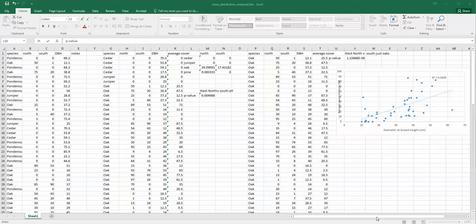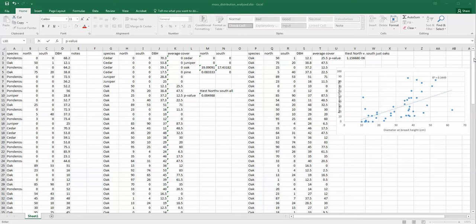Allison, I wanted to walk you through the data that my spring 2019 class collected, looking at the distribution of mosses on the trees on the COS campus. So you guys read about the methods that were used. The students were out working in pairs.